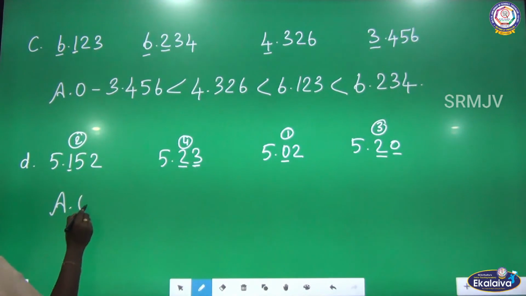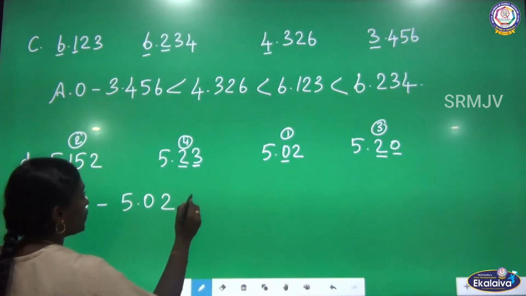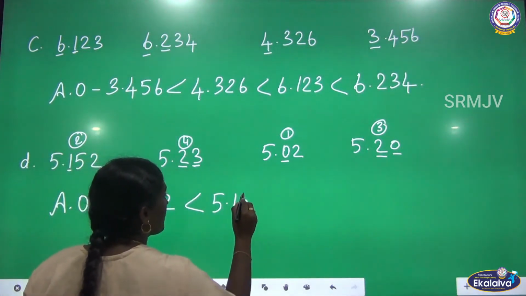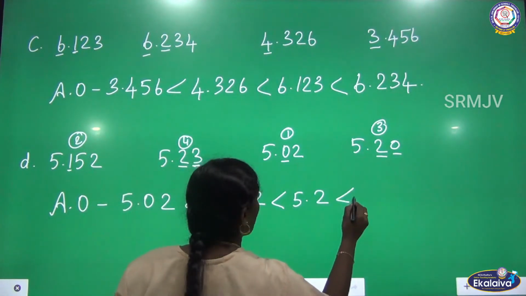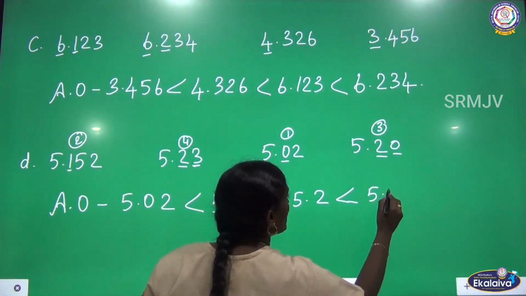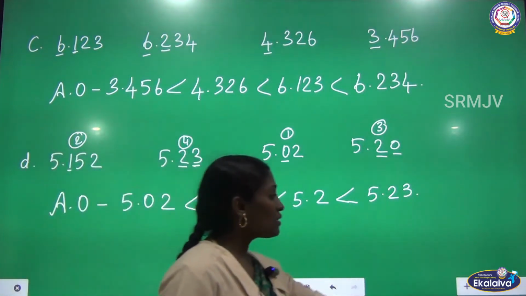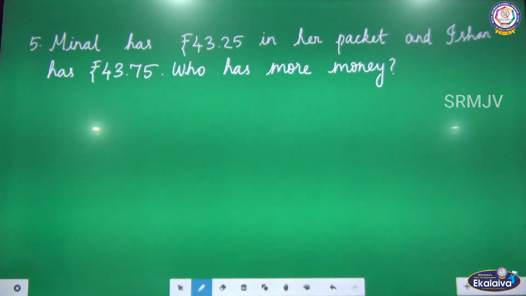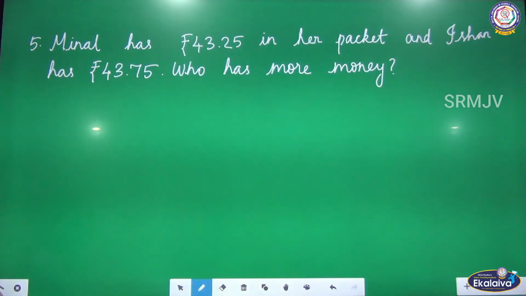Let us arrange the numbers in ascending order. The first one is 5.02 and 5.152 and 5.2, then 5.23 is the greater. So this is the ascending order for the given decimal numbers. Then word problem. Minal has rupees 43.25 in her packet and Ishan has rupees 43.75.